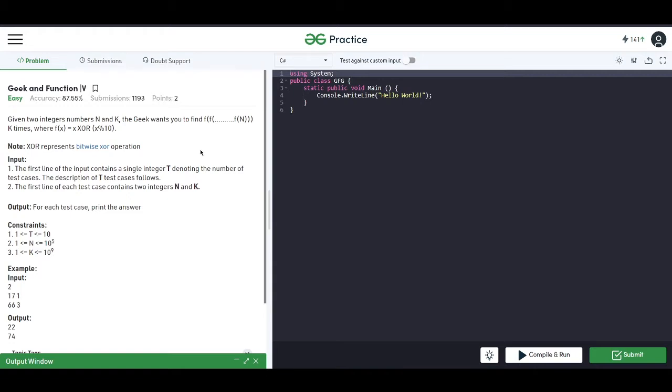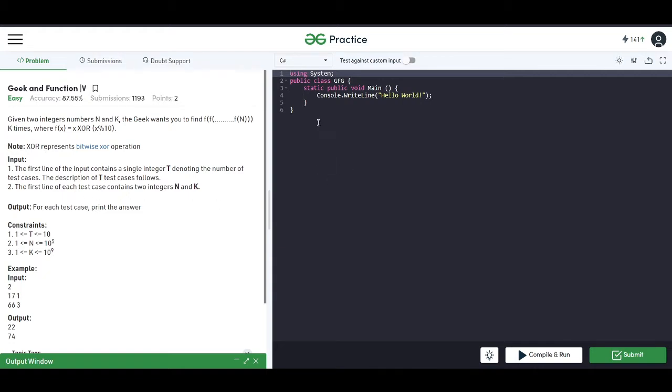Given two integers n and k, the Geek wants you to find f(f(...f(n))) k times, where f(x) is x XOR (x mod 10), where XOR is the exclusive OR. So there is a function given which is defined by this formula: f(x) = x XOR (x mod 10). And we need to keep applying the same function on its result for k times.